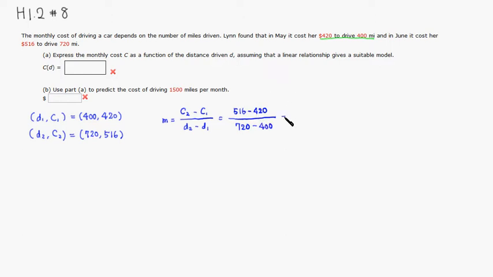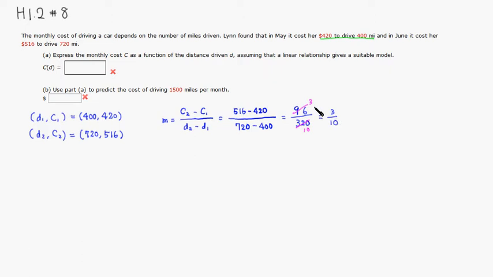So this is going to be 96, divided by 320. Then I guess we can simplify this. Divide by 32, so that's going to be 3, and this is going to be 10. So it seems like the slope is 3 over 10.